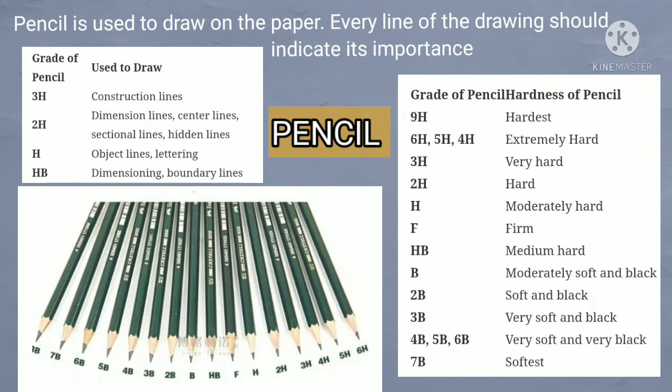Pencils are used to draw on paper. Every line of the drawing should indicate its importance. It depends on the hardness of the pencil. For different lines, we use different pencils, such as for construction lines and dimension lines, we use a harder pencil instead of that for object lines. Based on the hardness quality, pencils are classified into 18 grades.